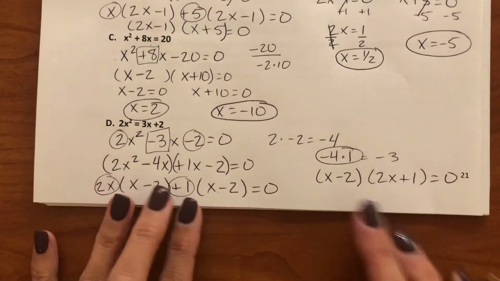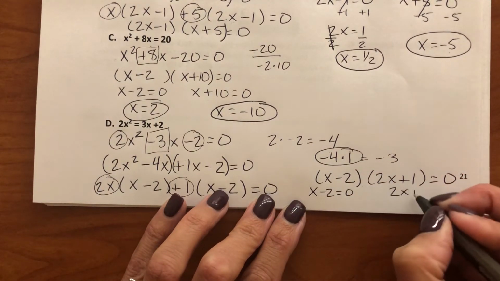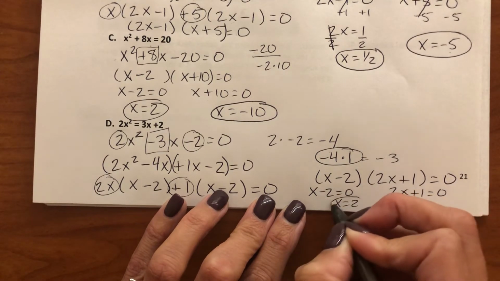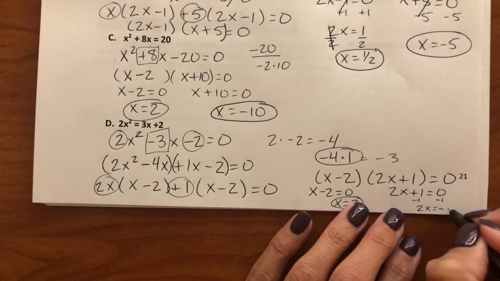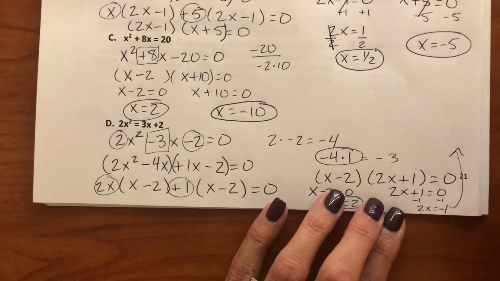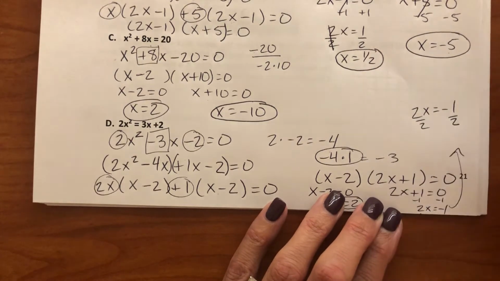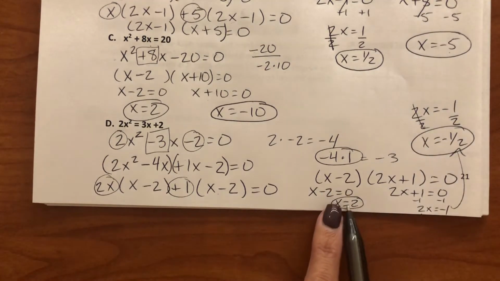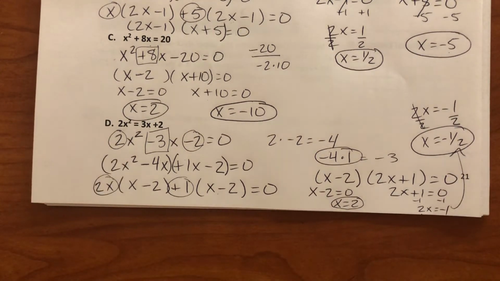Okay, you can set each equal to 0. And we're ready to solve for x. So we would add 2 to both sides, so x is 2. Subtract 1, so 2x equals -1. Divide by 2. x equals -1/2. So 2 and -1/2 would be the answer for this last problem.